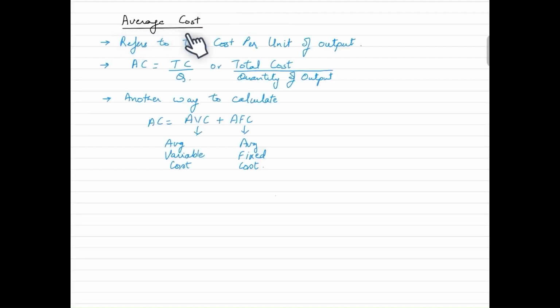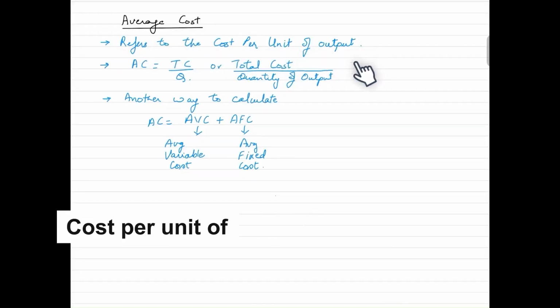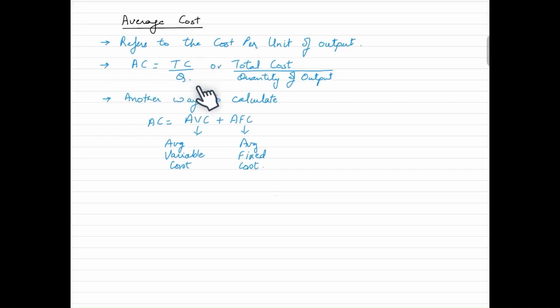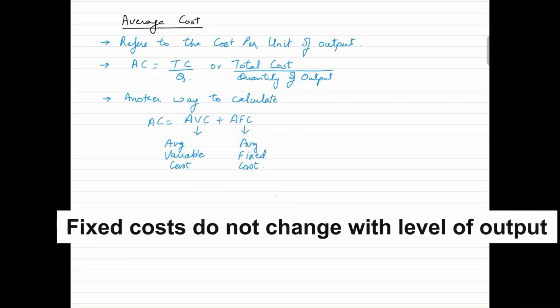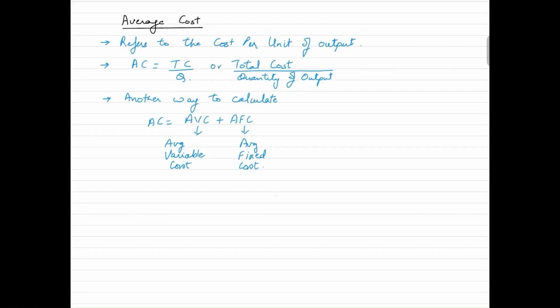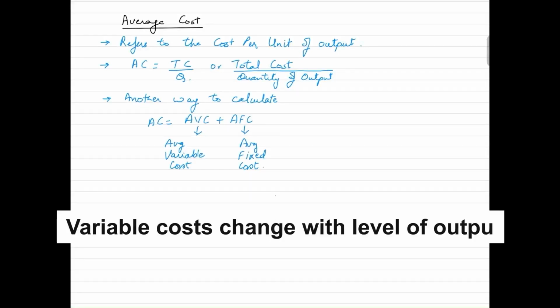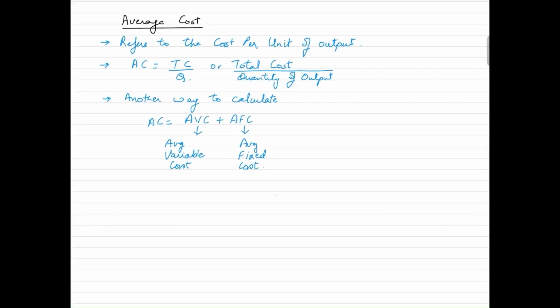Now when we talk about average cost, it refers to the cost per unit of output. It can be calculated as total cost over total output. Another way to calculate it is average variable cost plus average fixed costs. Fixed costs are the costs that do not change with the level of output, such as rent for factory space or salaries for managers. Variable costs, on the other hand, do change with the level of output, such as wages for workers or material used in the production process.